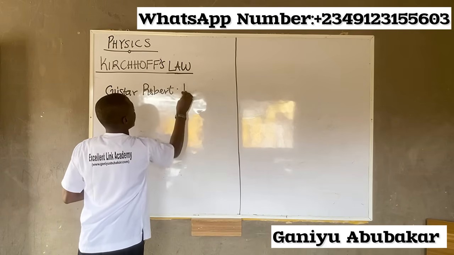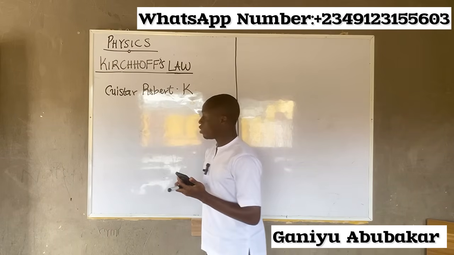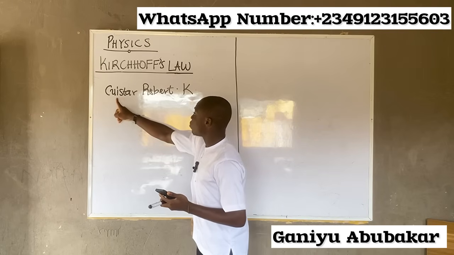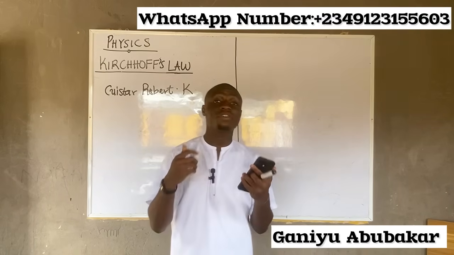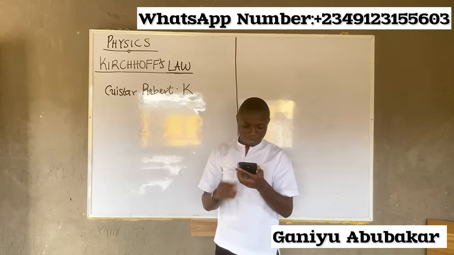Robert Kirchhoff, right? The K here means Kirchhoff, right? So it was invented by a German physicist called Gustav Robert Kirchhoff. That's the person that invented the idea behind Kirchhoff's law.